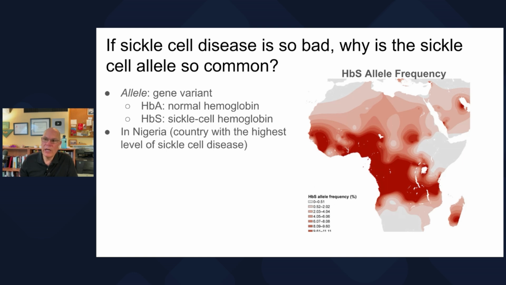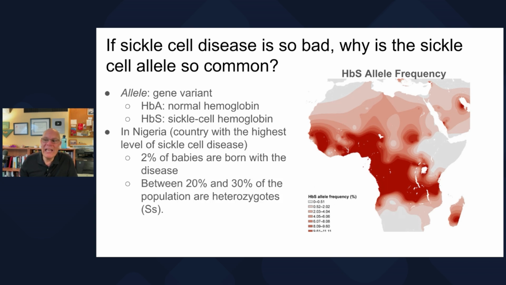In Nigeria, the country in the world with the highest level of sickle cell disease, 2% of all babies are born with the disease. Between 20 and 30% of the population are heterozygotes. In other words, they have one normal gene and one sickle cell. Why would these rates be so high for this deadly disease? The frequency of the allele in the gene pool is between 10 and 15%.